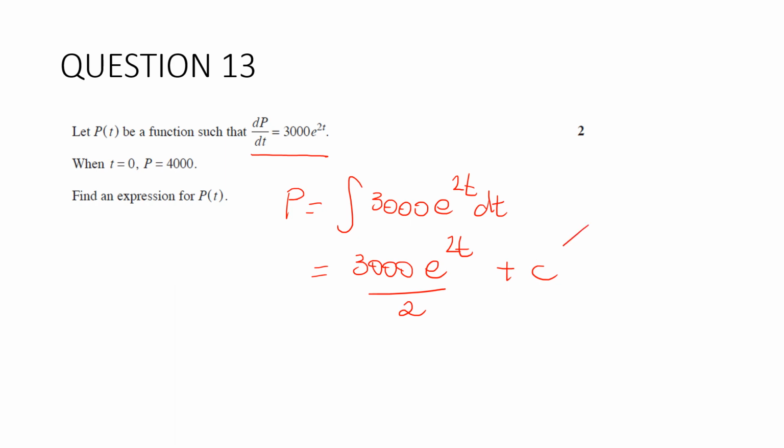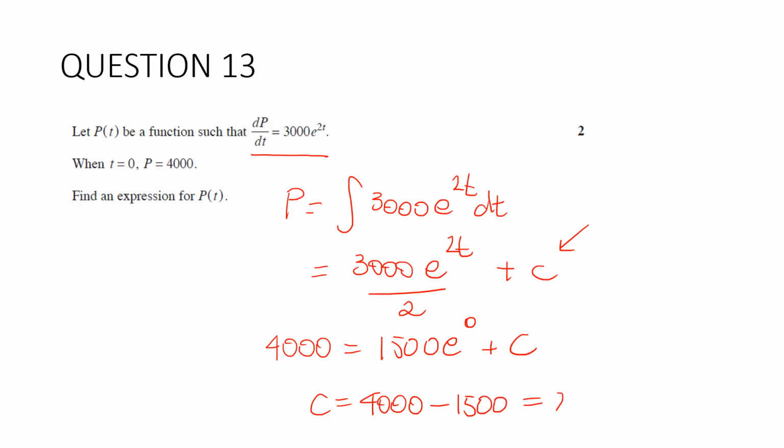And all we need to do for our second mark is resolve this constant. So substitute in P is 4000. We've got 1500 here, e to the 0, plus c. c is equal to 4000 take away 1500, which is equal to 2500. And at that point, we have the second mark.